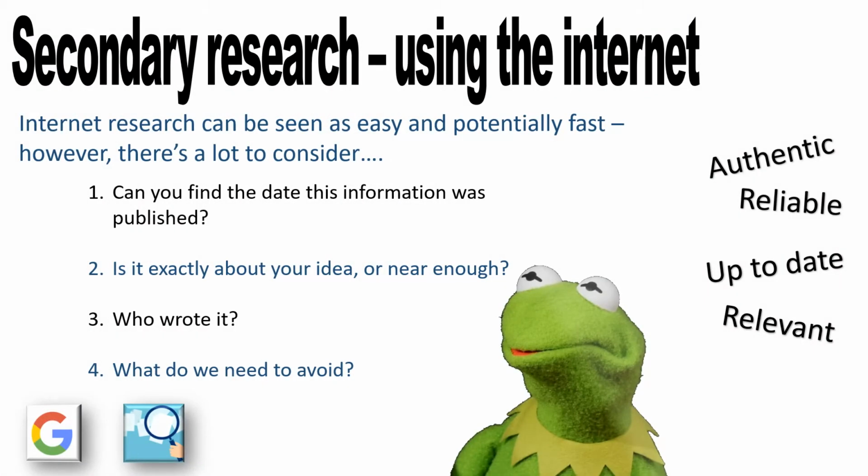Your first task is going to be secondary research. That's using the internet. Now, internet research is often seen as easy and fast, but there's quite a few things to consider. We've got authenticity, reliability, whether it's up to date, and whether it's relevant to your piece of work. So let's have a look at these questions. There's questions 1 to 4, and let's discuss what they mean in terms of deciding whether it's a good piece of information that you found using internet research, and ultimately it's number 4 that we've got to avoid. So let's see if we can work out what that one is.